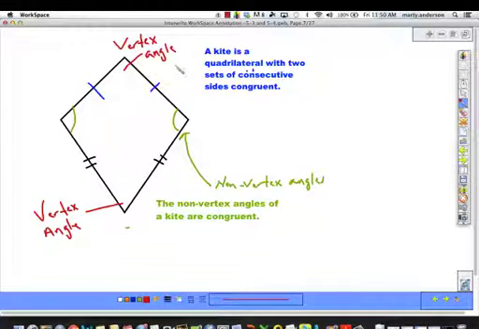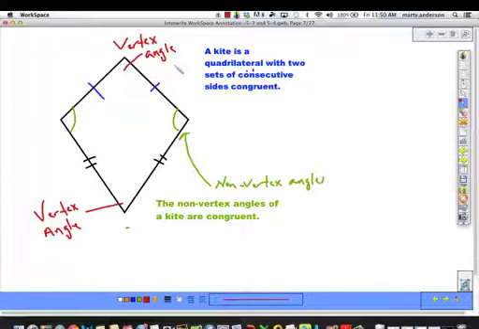Today we're going to talk about 5.3 and 5.4. 5.3 has to do with kites and trapezoids, and 5.4 has to do with mid-segments. You should have the 5.3, 5.4 notes handout in front of you. The upper left box will be this slide, which is a kite.